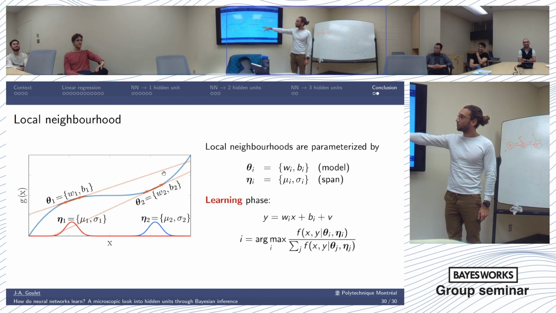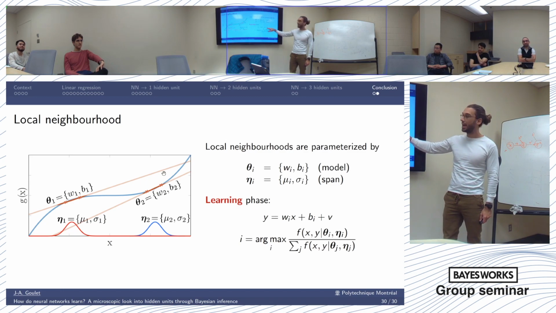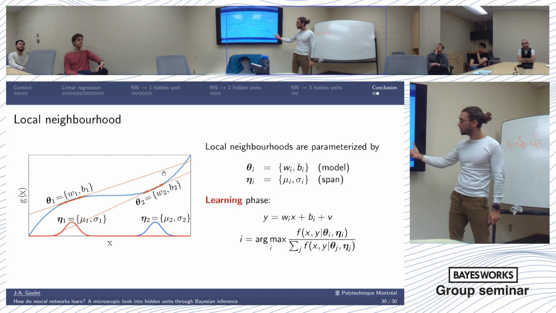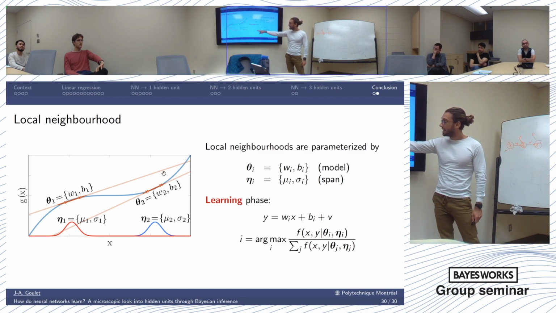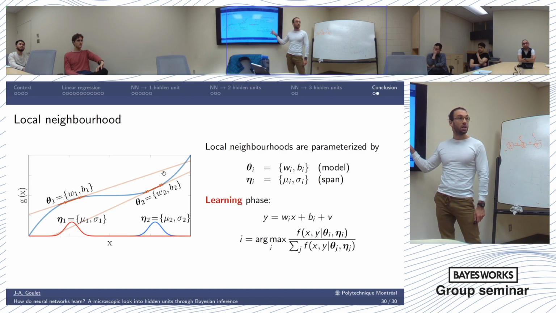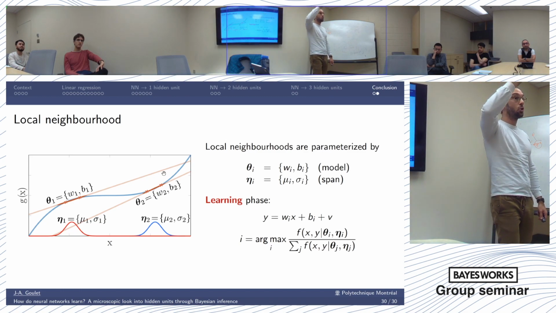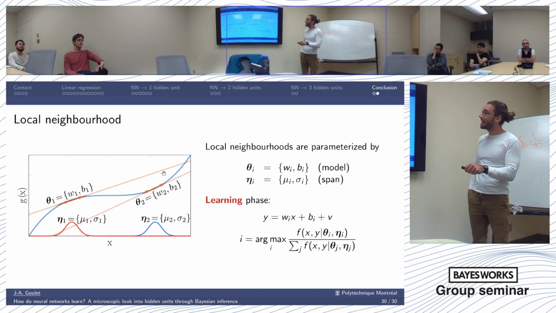So in the learning phase, what we're going to say is that y equals wx plus b_i plus v. Okay, where i represents the ith of our models. So in this case, what is i? It is the index which is the argument that maximizes this. What is, for each of our local neighborhoods, the probability that this neighborhood predicts the training data at hand?